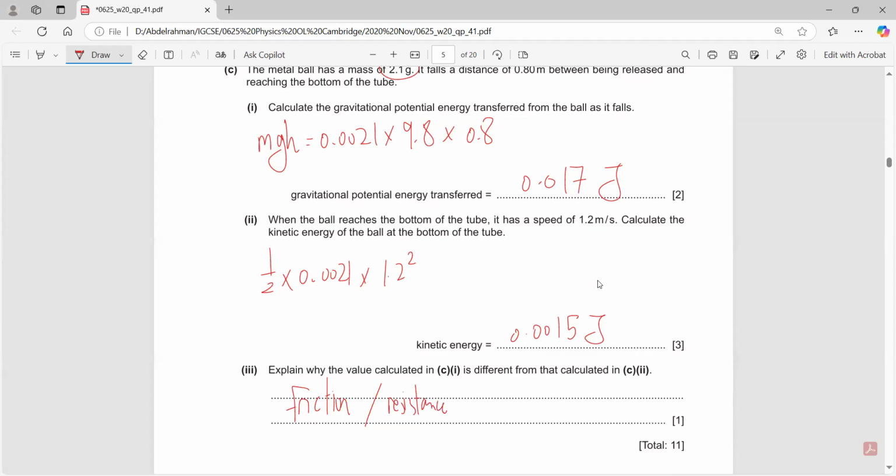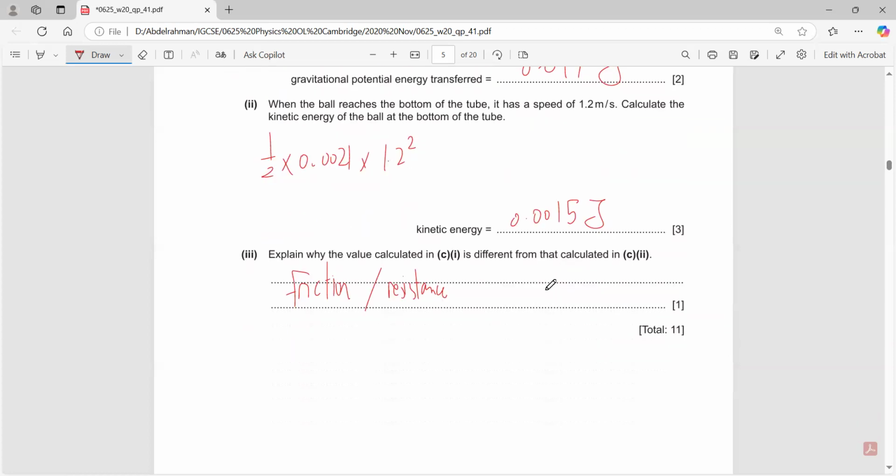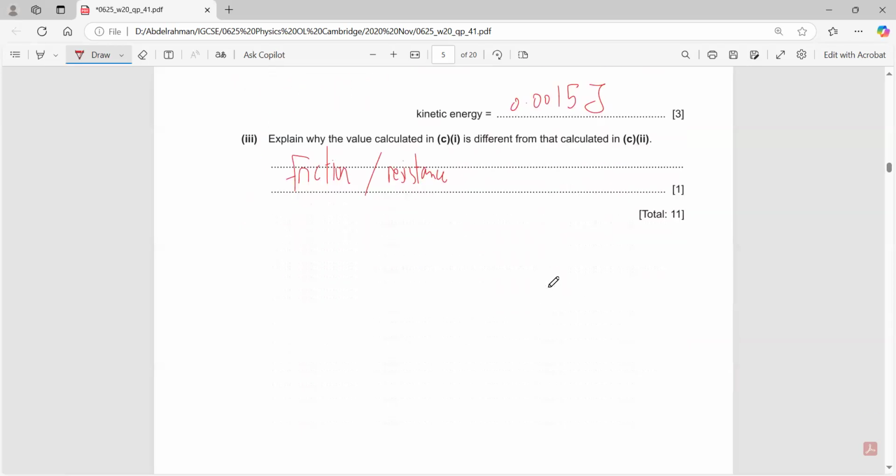You have molecules surrounding it, so these molecules try to decrease the speed somehow. Okay, thermal energy is lost to the environment.